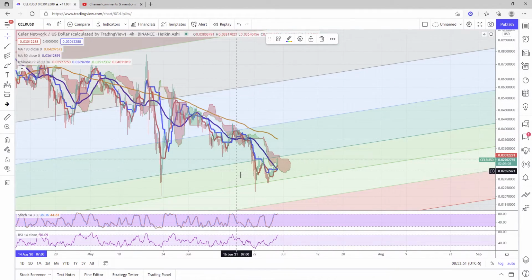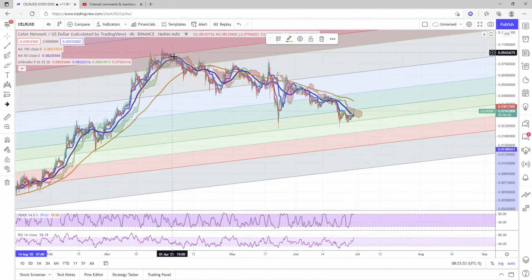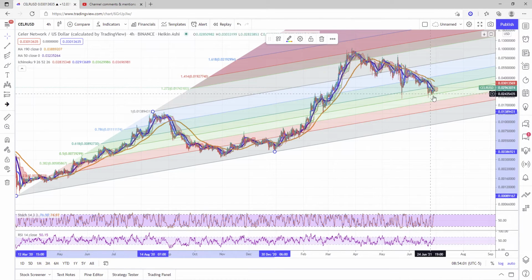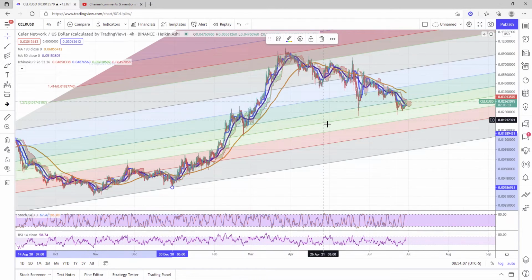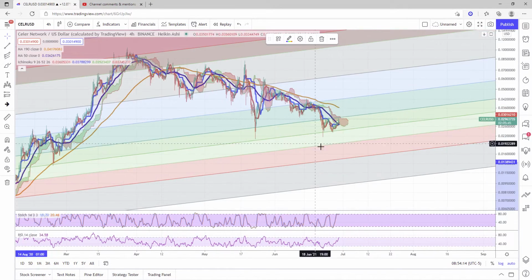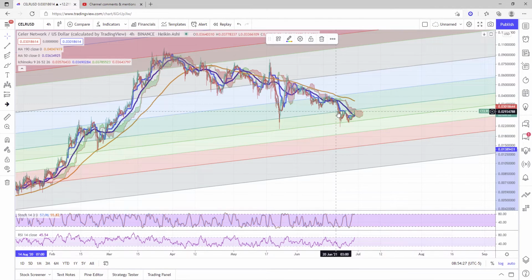So it looks like Celer has been trading nicely within these Fibonacci channels. It has been on a downtrend. And it looks like currently we are resting at the 50% line as far as Fibonacci is concerned. And this would actually be the 61.8 if it was on a retracement side of things. So that is a very powerful line for Celer to be resting at. And this could very well be a good pivot point for Celer.